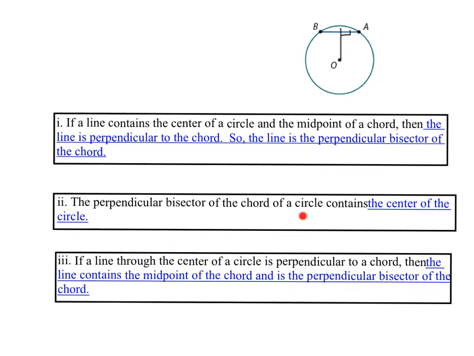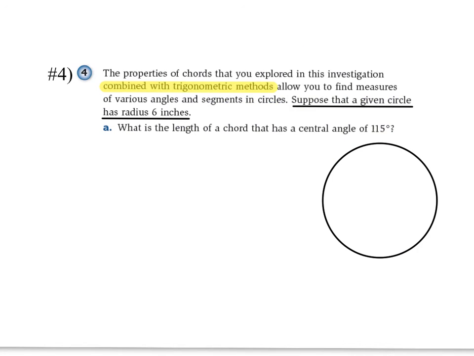This is just kind of background information. So scroll ahead to problem number 4. As with all of these problems, what you want to do is draw a picture. Problem number 4 says the properties of chords you explored in this investigation combined with trig methods allow you to find measures of various angles. It says suppose that a given circle has a radius of 6 inches. Okay, so that's important. Then it also says what is the length of a chord that has a central angle of 115 degrees.